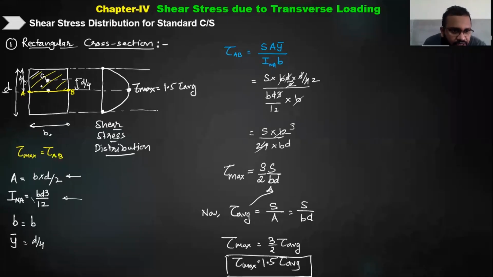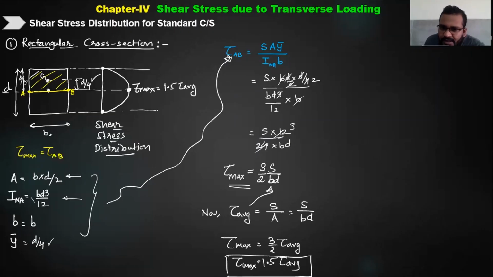And y bar, the location of the centroid of this area, is at D by 4 distance, so y bar is D by 4. When we substitute all these values into our formula, we get the maximum shear stress, which is at the central layer, of 3 by 2 S by B D. But if you take the average shear stress, it is shear force upon area of cross section. We found that in a rectangular cross section there is a relation between the average and the maximum: the maximum shear stress is 1.5 times the average shear stress, or 50% extra, right? So this is what we have solved for the rectangular section.